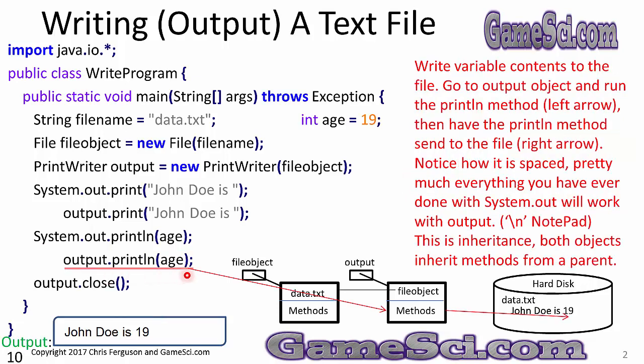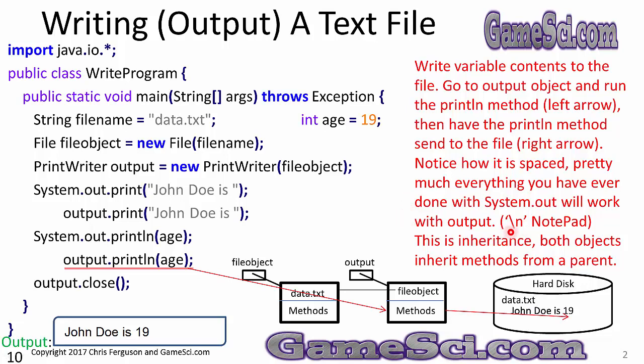output.println(age). This time we're going to output not to the console, but along these arrows to the file. Let's write the variable contents to the file. Go to the output object and run the println method. That's this left arrow here. We ask the output object to run println and send to the file, this right arrow, send the output to the file. Notice how it's spaced. Pretty much everything you've ever done with System.out will work with output.